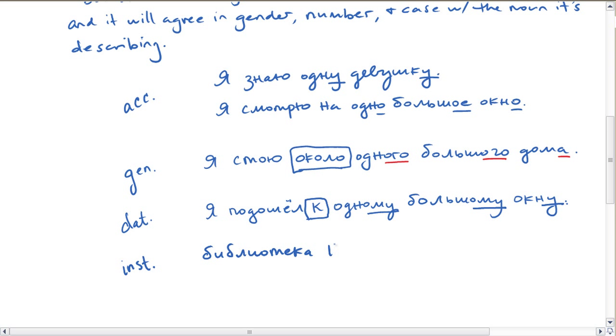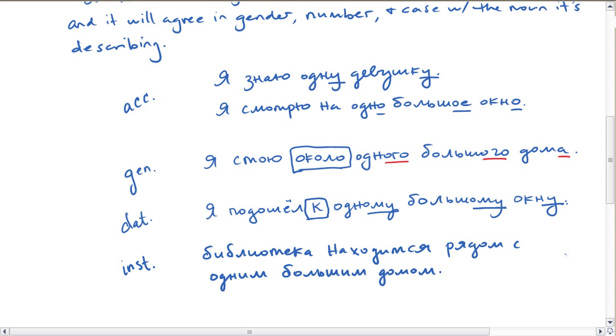And then we have библиотека находится рядом с одним большим домом. Right, so we have рядом с, which requires the instrumental in this case. Одним большим домом.